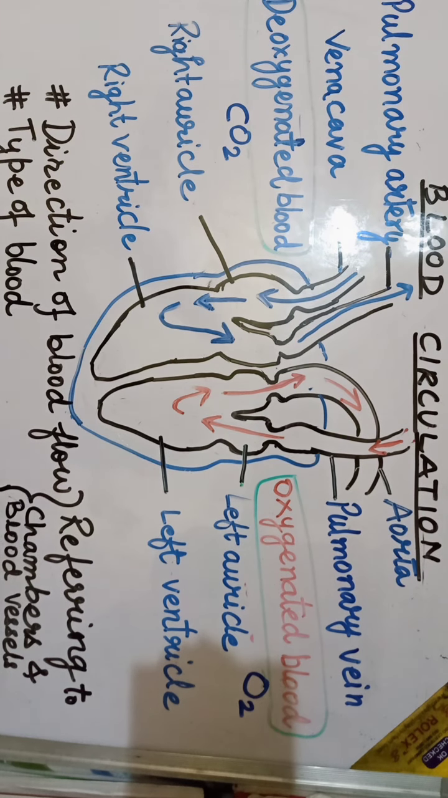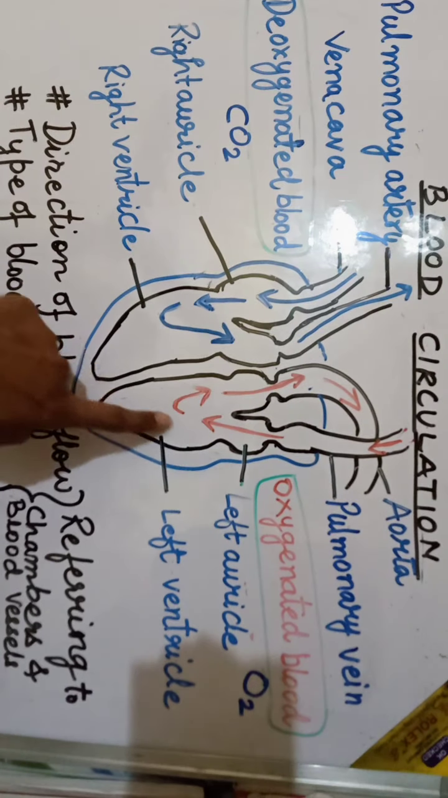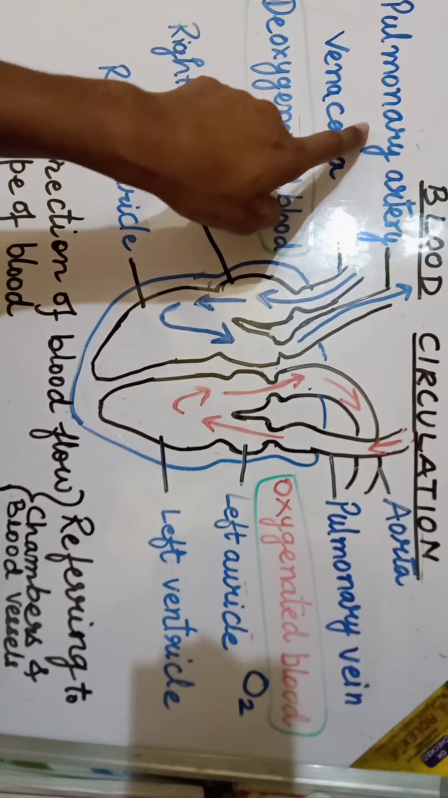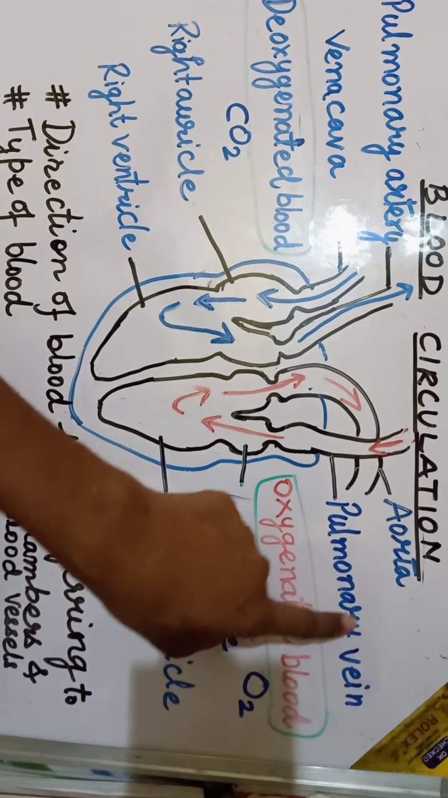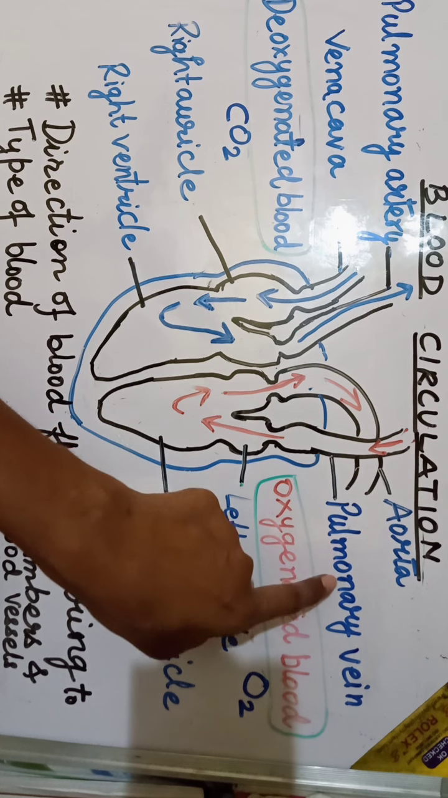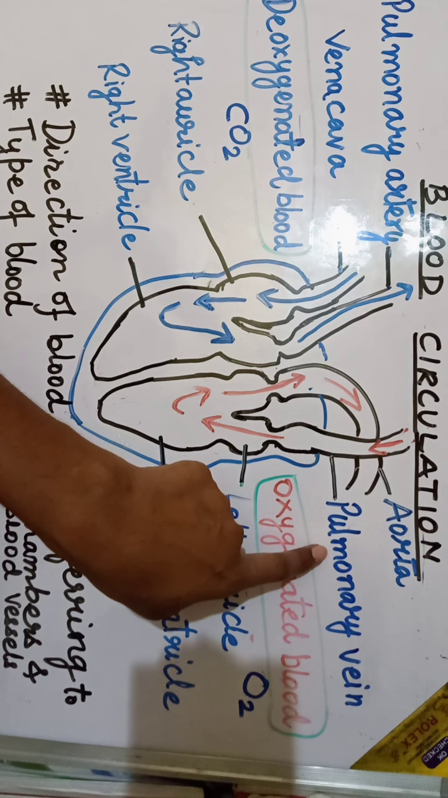Now the second part is, or the second side of the heart, which is completely filled with only oxygenated blood. That blood which pulmonary artery took for the oxygenation is coming back from the lungs, that is oxygenated blood. After oxygenation, this blood is coming to the left auricle by pulmonary vein.